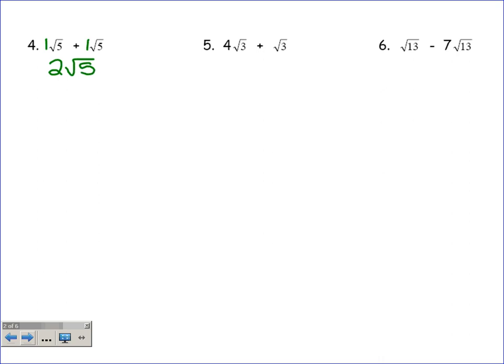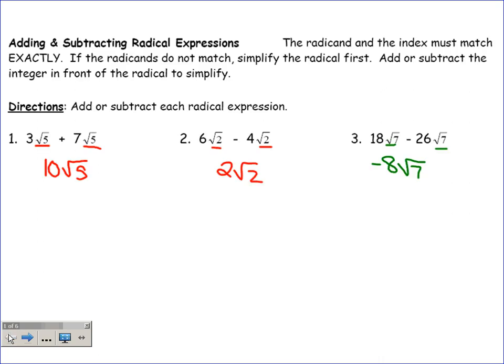Tyler, do you have a question? Yes. Okay. What's your question? Number 2. Yeah, you say 6 minus 4 is a positive 2. 6 minus 4 is 2.